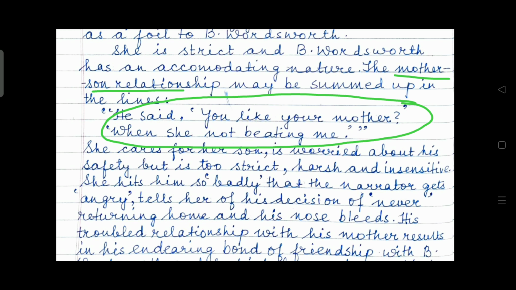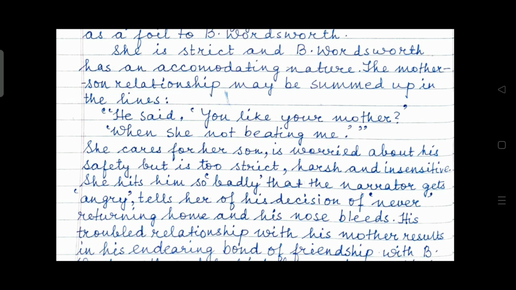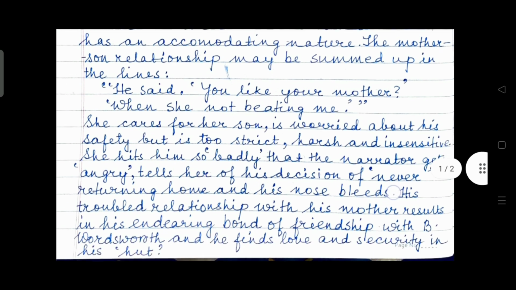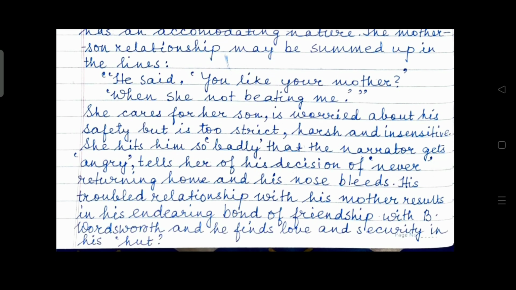She cares for her son, is worried about his safety, but is too strict, harsh and insensitive. She hits him so badly, I have quoted "badly", that the narrator gets angry, tells her of his decision of never returning home, and his nose bleeds. His troubled relationship with his mother results in his enduring bond of friendship with B. Wordsworth, and he finds love and security in his heart. This is the relationship that the narrator shares with his mother.